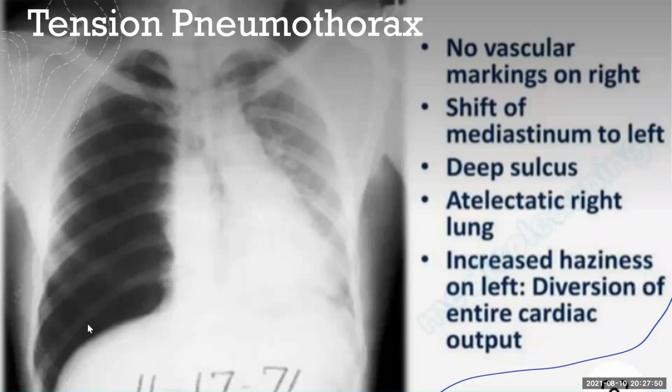So you can easily differentiate. Just check the diameter. The heart shadow should be in the middle, but it's not in the middle. It's all shifted to the left side, so we can say it's a tension pneumothorax.